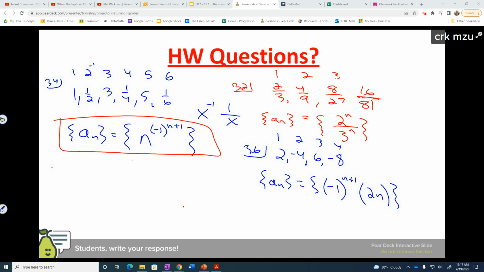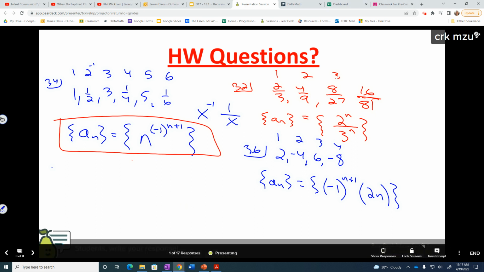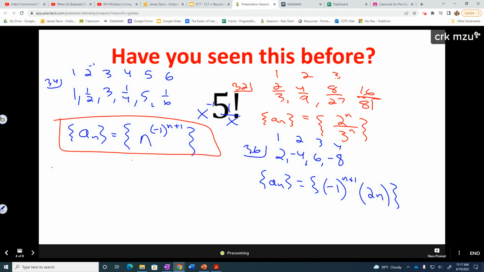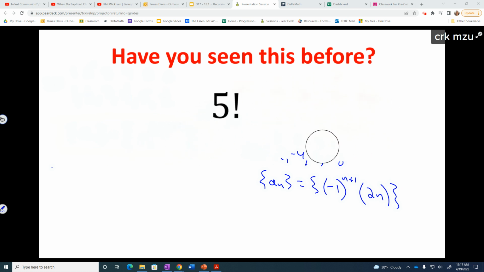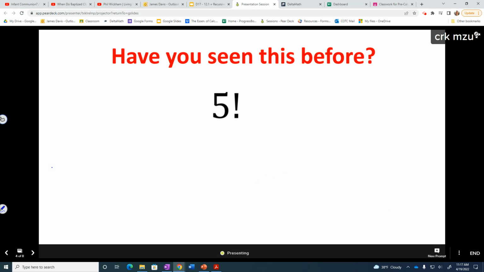Today we're going to keep looking at sequences. It's going to take a few minutes here. But we're going to look at a different type of sequence. It's going to look mostly the same to you. One minor difference here. Has anybody seen this before? Know what this is called?